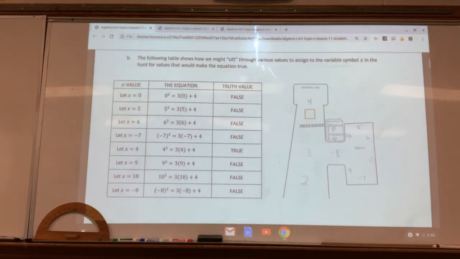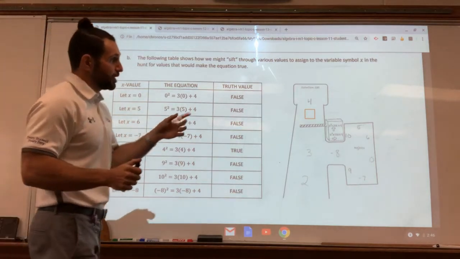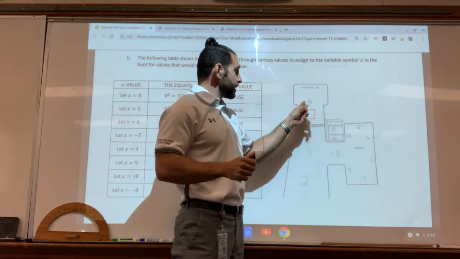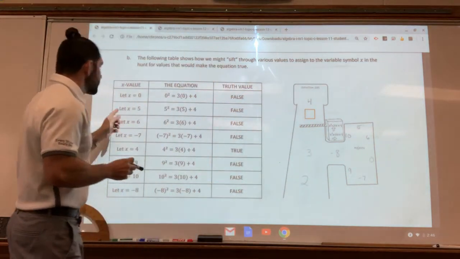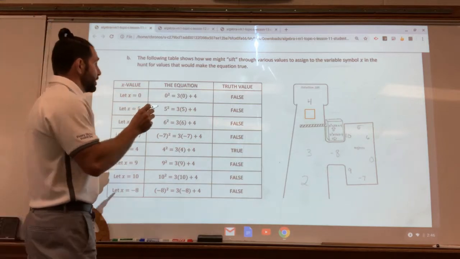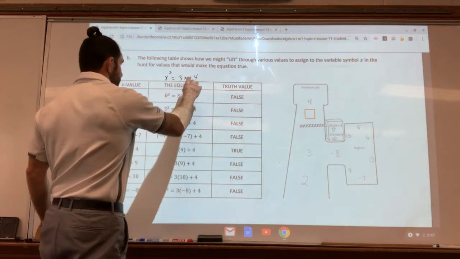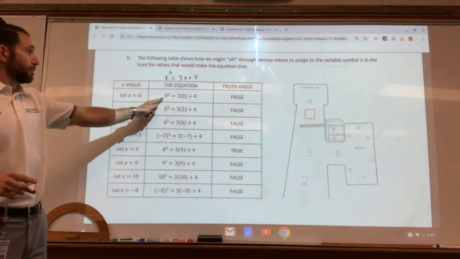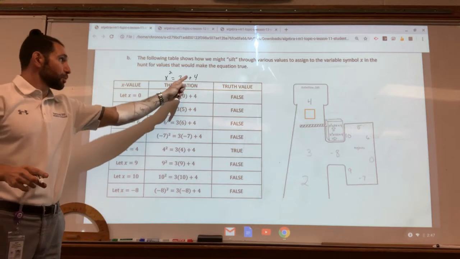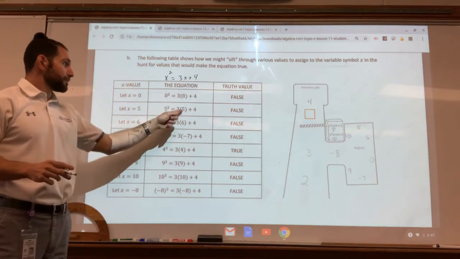So here's what they're doing. They're sifting through answers. They're saying, here's the rejects. Only one thing can go through if it's true. So they substituted in 0. The equation was x squared equals 3x plus 4. 0 squared is 0. 3 times 0 is 0, plus 4 is 4. So does 0 equal 4? No. Does 25 equal 15 plus 4, which is 19?